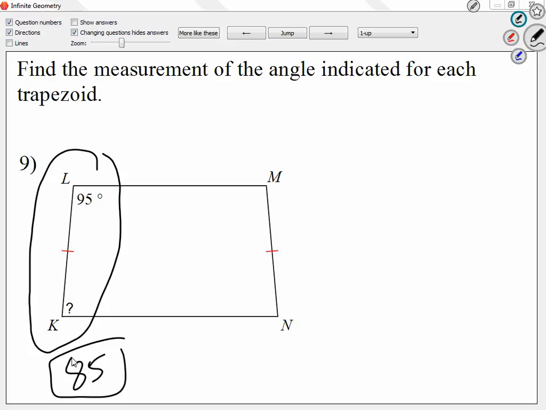If it is an isosceles trapezoid, the angles on the other side repeat. If it's not an isosceles trapezoid, they don't repeat, but they also add up to 180. The two angles on the right. All right. Any questions up until 12?